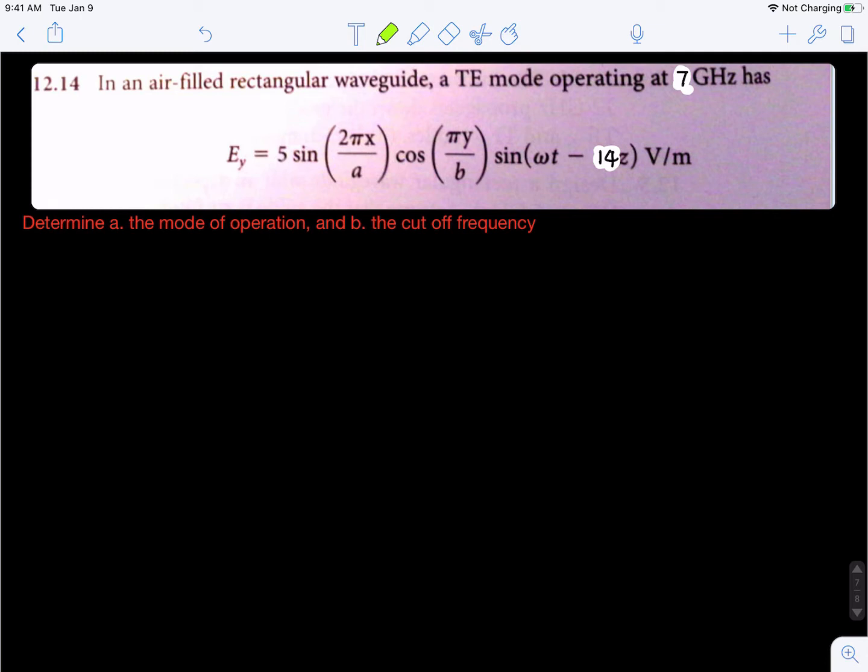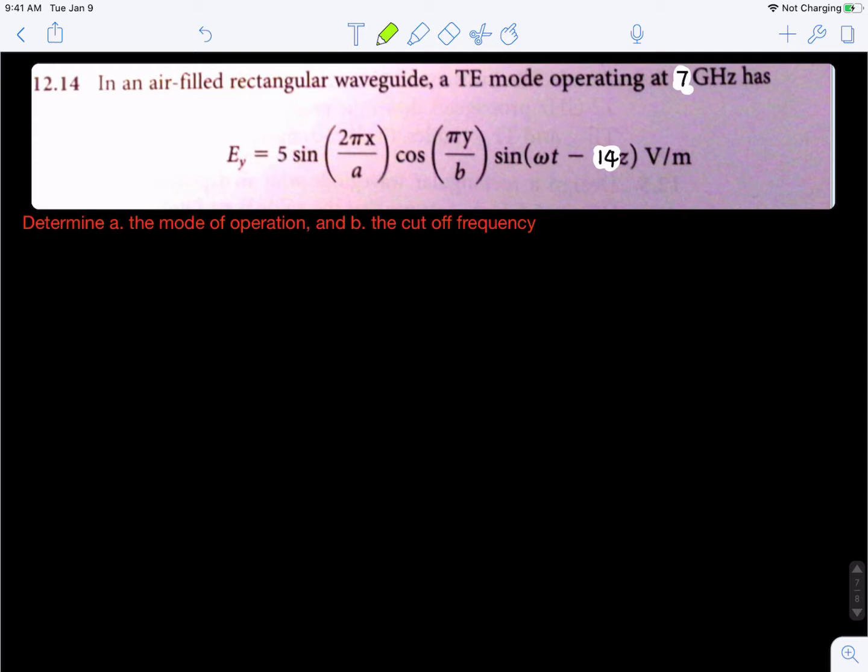Problem 6 is as follows. In an air-filled rectangular waveguide, a TE mode operating at 7 GHz has Ey equals 5 sin(2πx/a) cos(πy/b) sin(ωt − 14z) volt per meter. Determine (a) the mode of operation, and (b) the cutoff frequency.